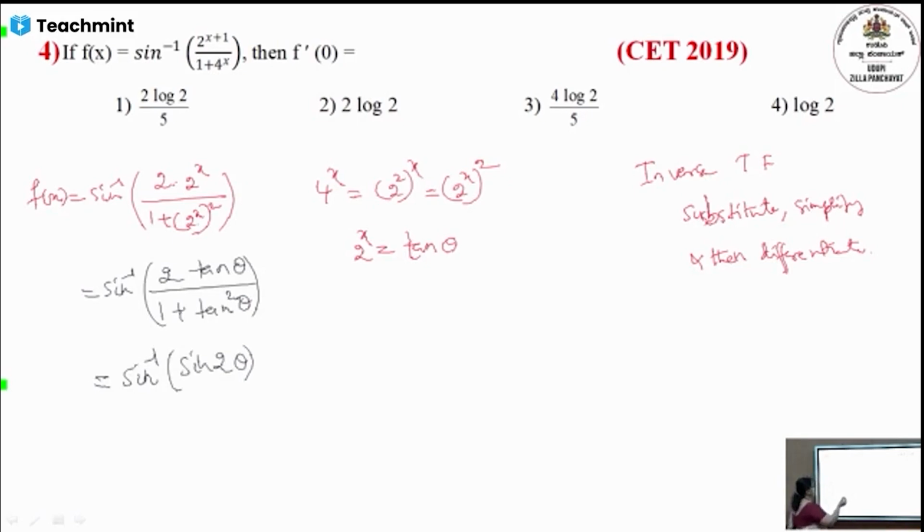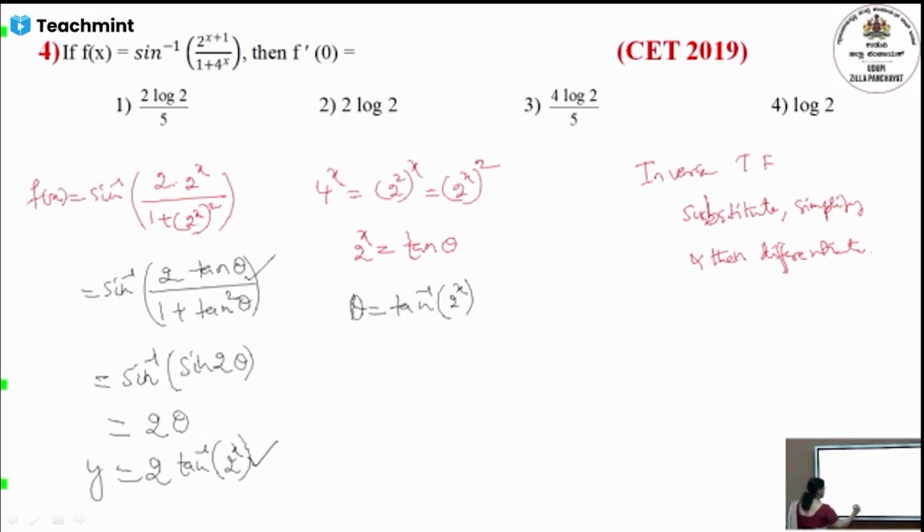Now sin inverse and sin cancel, and what remains is 2 theta. From here, your theta is tan inverse of 2 to the power x, so substitute that here: 2 into tan inverse of 2 power x. So this is your y. What did we do? We did the substitution, we did the simplification. Now, what is the next step?